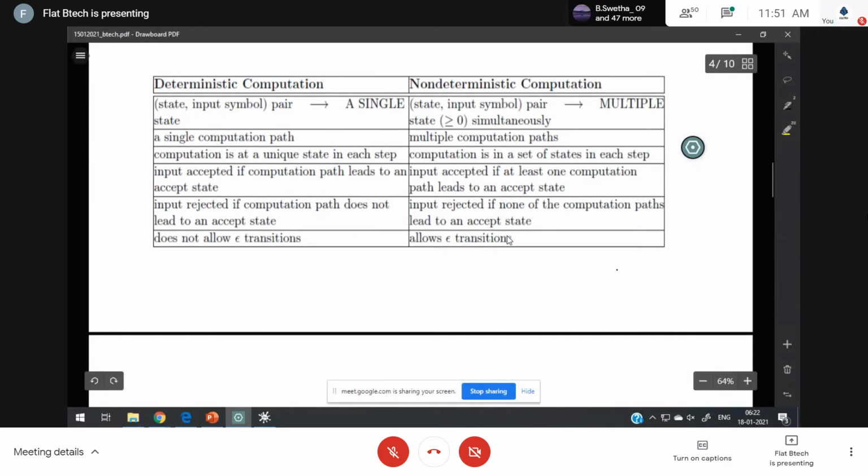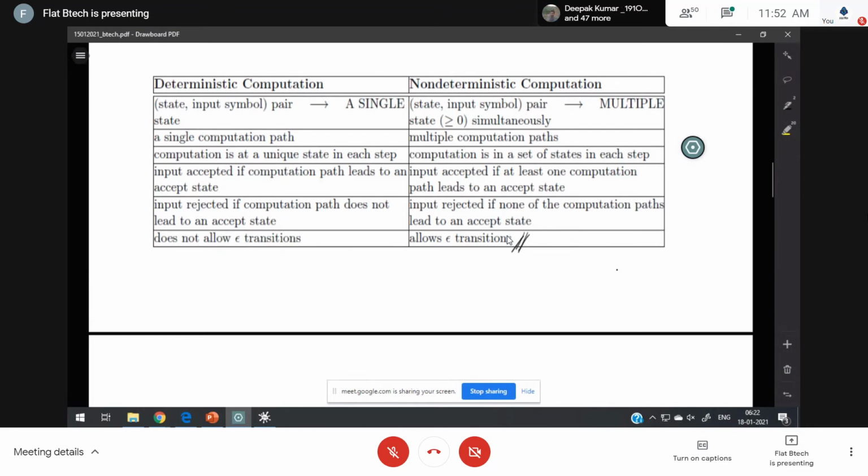One more thing, I haven't mentioned anything about this epsilon. This is going to be discussed as a separate class. So today I'm not going to mention it. It will occupy one single class. That's why I haven't mentioned anything about the epsilon transition. Do not get confused.